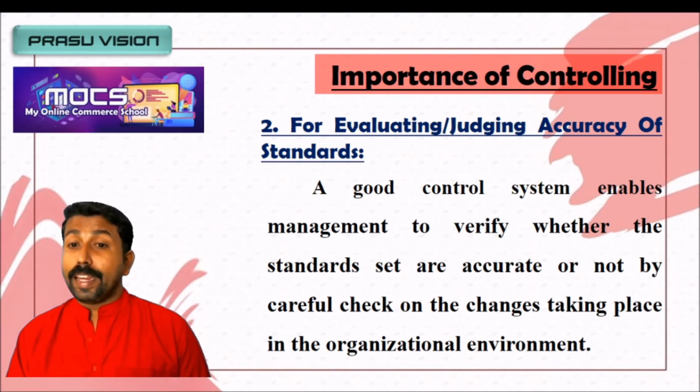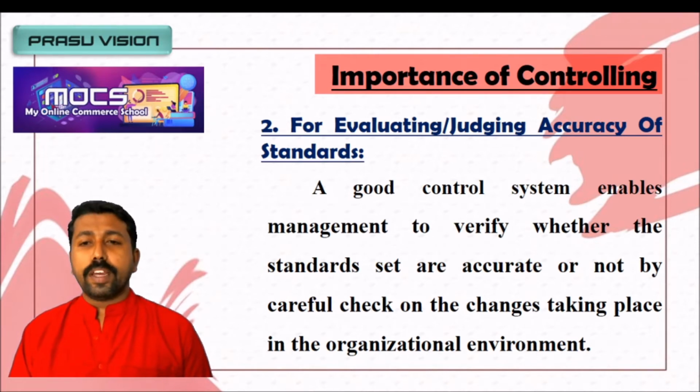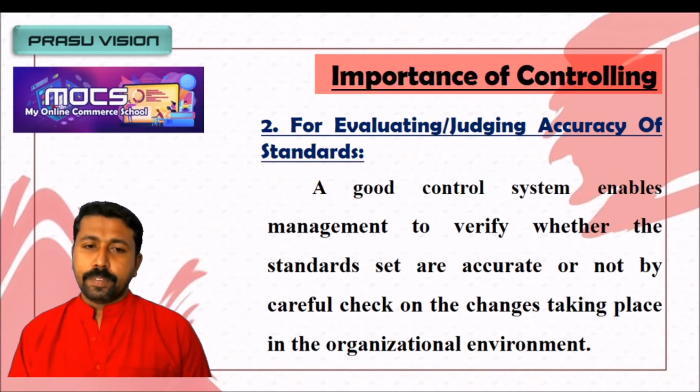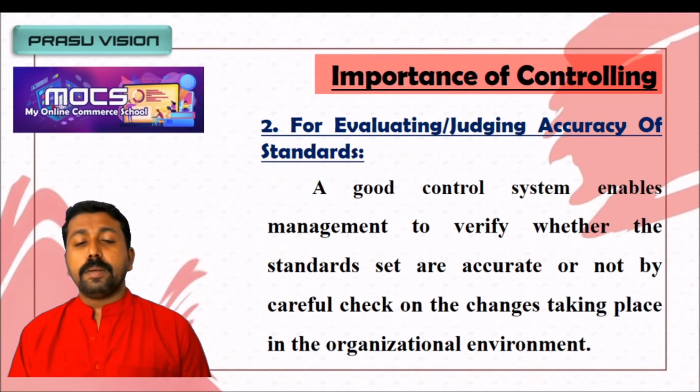A good control system enables the management to verify whether the standards set are accurate or not. We have to check the validity of standards through controlling. A careful check on the changes taking place in the organizational environment helps to evaluate the accuracy of standards. So only through the managerial function of controlling is it possible to check whether the standard kept to compare the performance is an accurate and valid one. That is another point showing the importance of controlling.